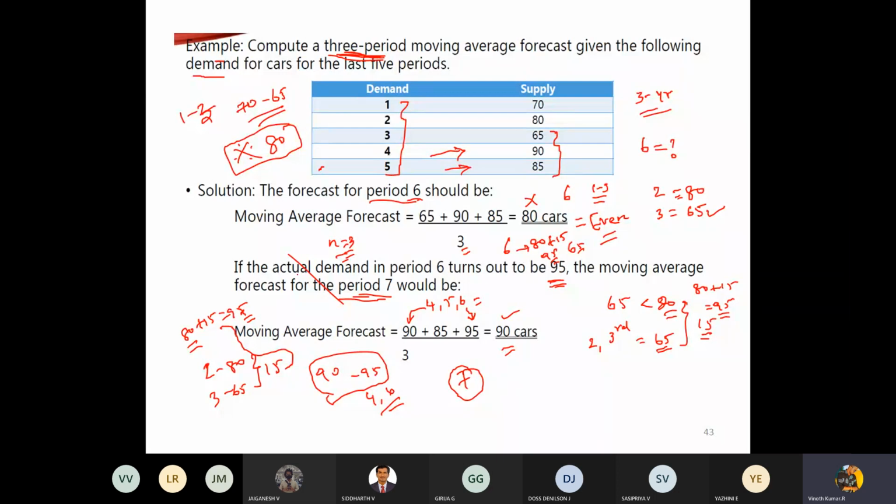So first, the problem under the SMA method. The expected demand for the next planned period is equal to the simple average of the actual demand of the previous nth period. Keep this key point in mind. It is an important point, as I informed in the previous class itself.